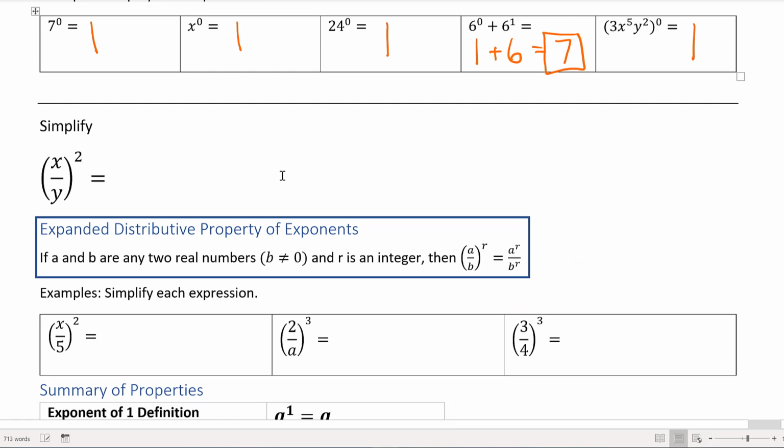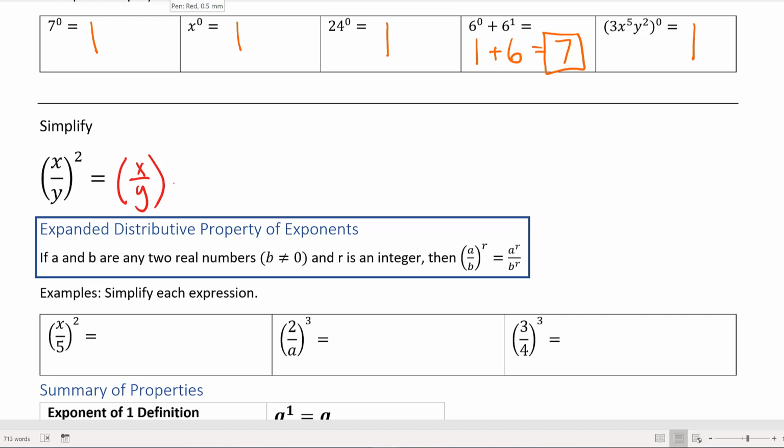All right, our last type of new property here: when we have a quotient, x divided by y, and then we're raising that whole thing to an exponent. So if we have x over y squared, that means x over y, the whole parentheses, times x over y. So we have x times x, which is x squared, in the top, and y times y, which is y squared, in the bottom. So an easy way to do that is just to take the 2 and raise it to the base in the numerator and the base in the denominator.